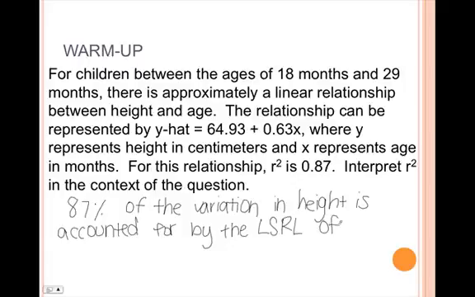However, you had better not write y and x. You should write height and age. So the LSRL of height on age. 87% of the variation in height is accounted for by the least squares regression line of height on age. If you do not know this for the quiz tomorrow, you are asking to get a bad grade, okay?